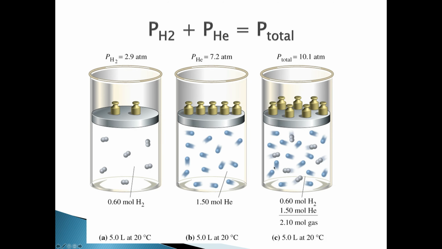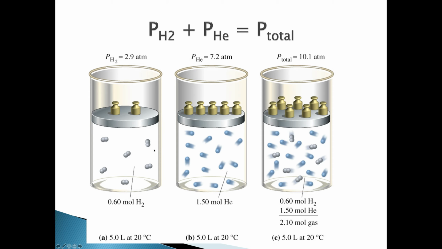So here we have a sample of hydrogen, 5 liters at 20 degrees Celsius. We have 0.6 moles of hydrogen and 1.5 moles of helium. The pressure of the hydrogen is 2.9 atmospheres. The pressure of the helium is 7.2 atmospheres. You'll notice that there are more moles of gas and therefore a higher pressure for helium than for hydrogen. If we have more gas, that gas will exert more pressure, everything else being equal.